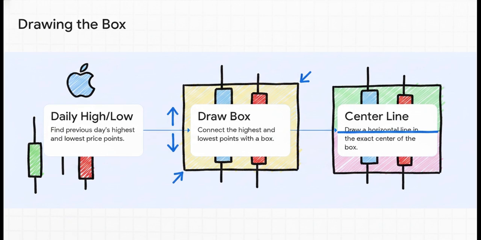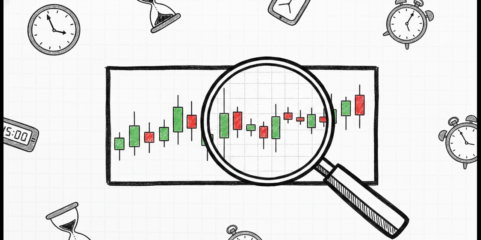Step 2, simply connect those highest and lowest points to draw a box. Step 3, just eyeball it and draw a horizontal line right in the dead center of that box. It doesn't have to be visually perfect, you just need to establish those 3 distinct zones. Once you've got that foundational box drawn on the daily chart, the sheer beauty of this strategy is its total flexibility. You can then drop down to a 5-minute chart, a 1-minute chart, a 1-hour chart, whatever your preferred smaller time frame is to actually execute the trade. The creator points out that the analysis of those lines remains exactly the same no matter how far in you zoom.